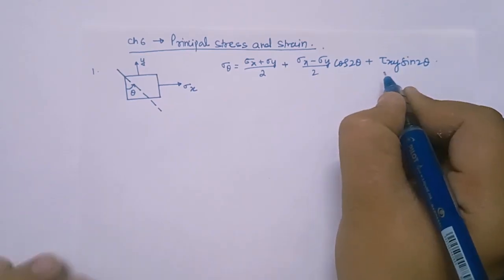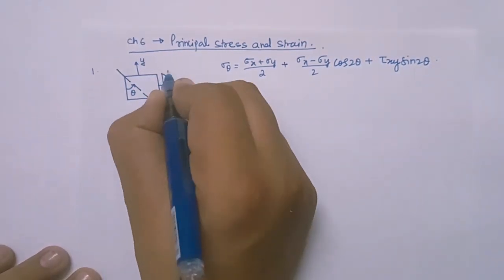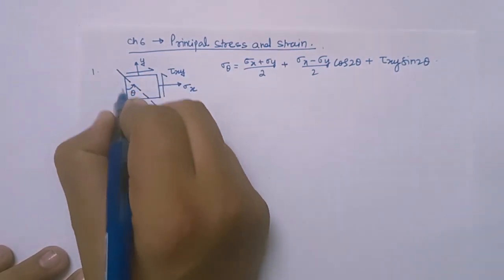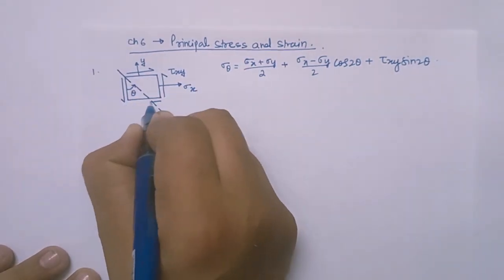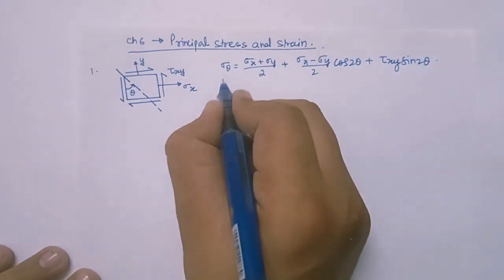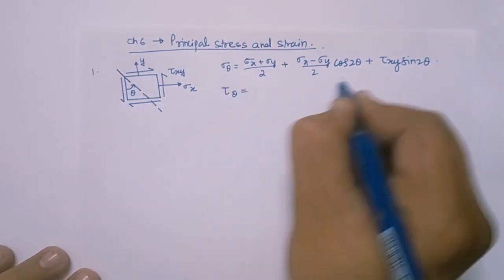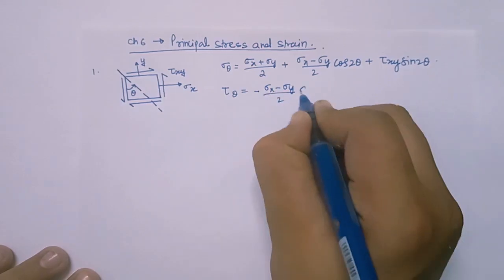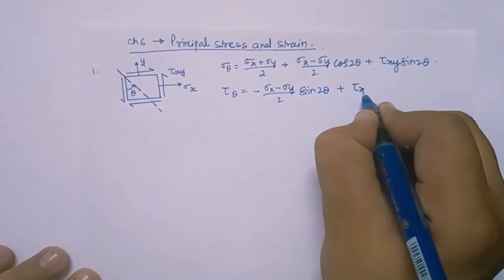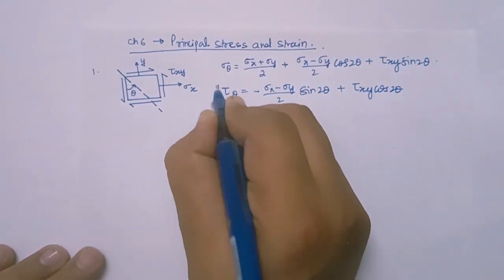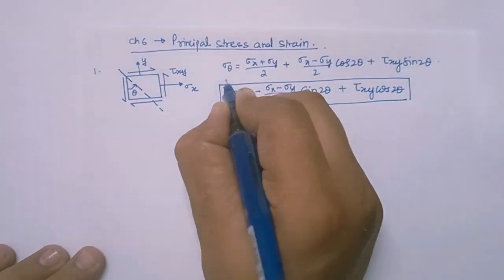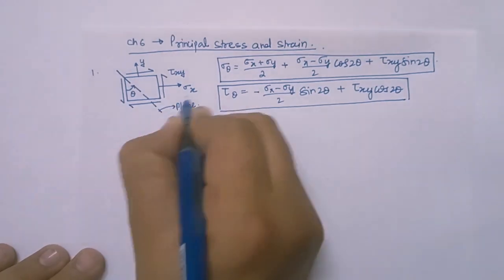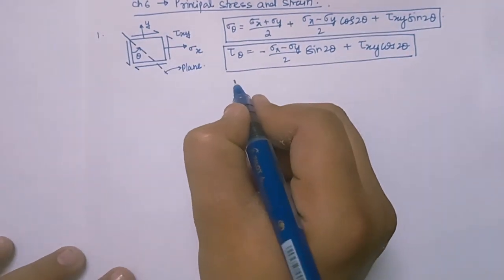Now, I have not represented tau here; this tau xy is in the anti-clockwise direction. Here I will get a clockwise, here anti-clockwise, and here again clockwise. So this is the value of normal stress. Now if I want the shear stress, I just differentiate it. So I will get minus sigma x minus sigma y by 2 sin 2 theta plus tau xy cos 2 theta. So this is the shear stress and this is the normal stress at this plane, and sign convention is very important.